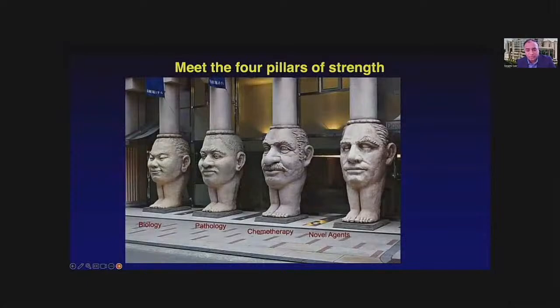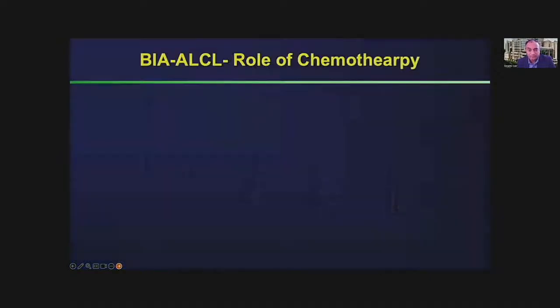So these are the four pillars of strength. Obviously, all of the advances in cancers today come from new findings in biology that get translated into the diagnostics of pathology and the availability of novel agents. Nevertheless, there's still the utilization of the traditional approaches such as skilled surgery, radiation, and chemotherapy.